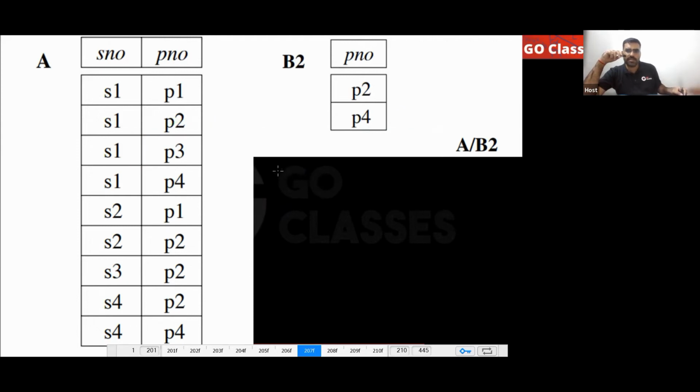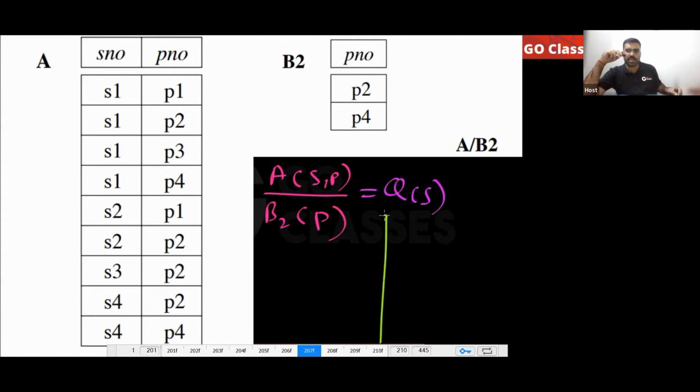So very simple: you have this relation S, P, divided by B2. In B2 you have P. So your result must be QS. In the core idea, remember what should happen: this Q cross B2 must be a subset of A, and this should be the largest.